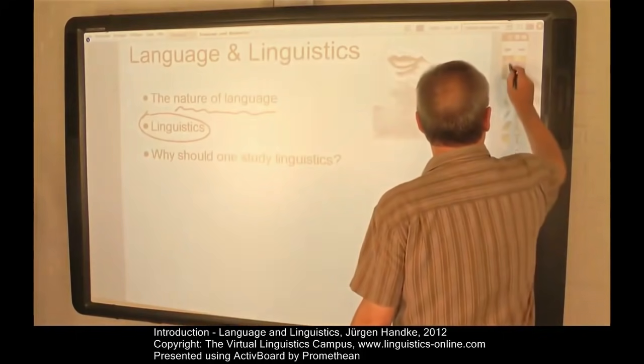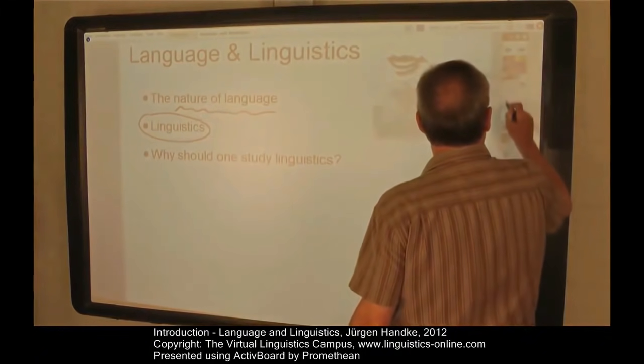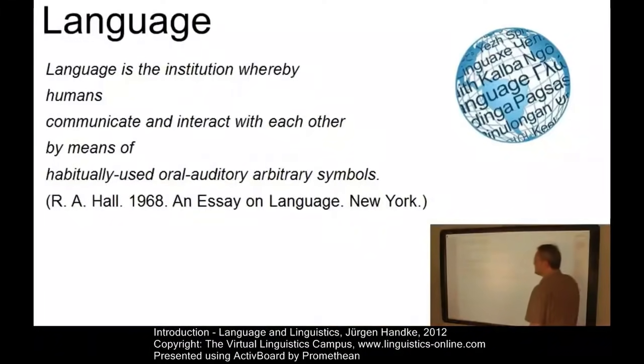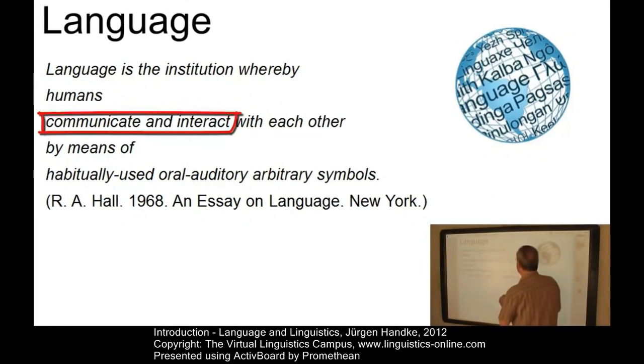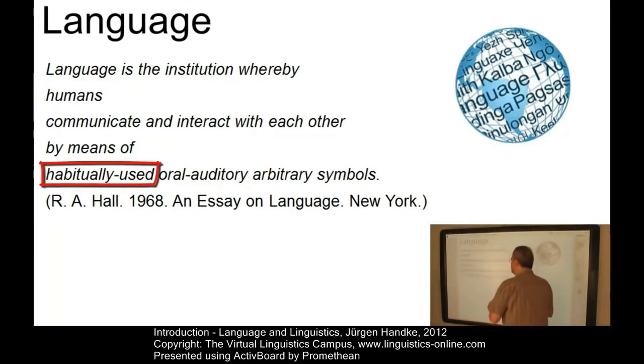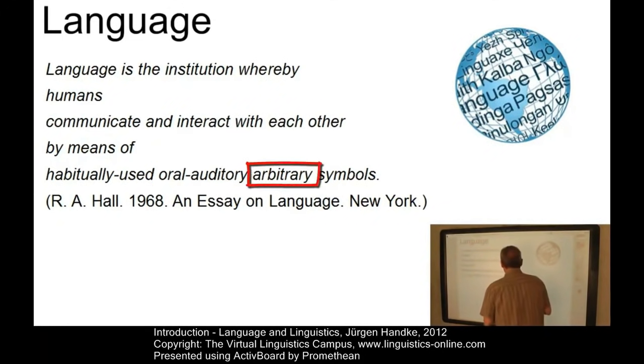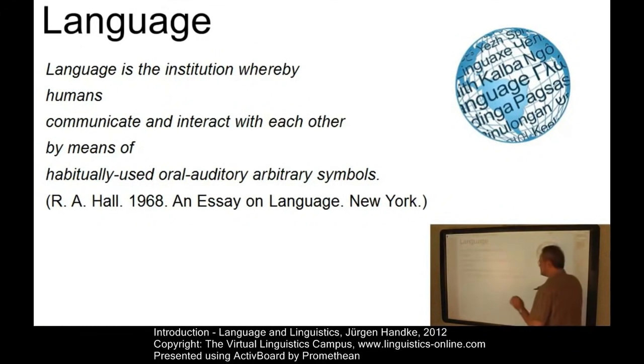Let's look at language first. Here is a definition of language that contains a number of keywords that allow us to approach the topic in a suitable way. Language is the institution whereby humans communicate and interact with each other by means of habitually used oral, auditory, arbitrary symbols. Published by Richard Hall in 1968. Let's look at these keywords in more detail.